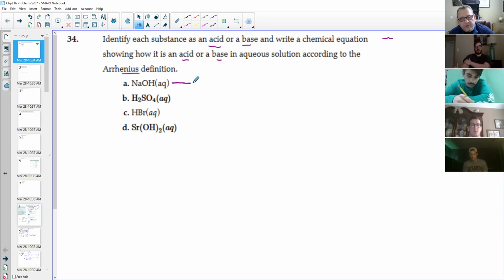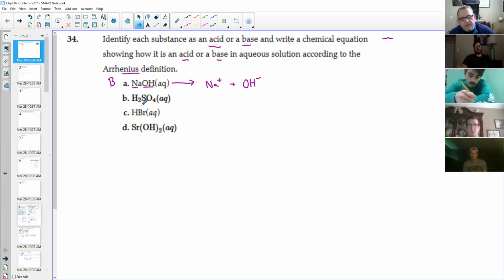So if we were to look at NaOH acting as a base, it would release the OH minus when it separates out as an ionic compound. You've got a metal and a polyatomic ion. So this is an example of something that's acting as a base, B for base.